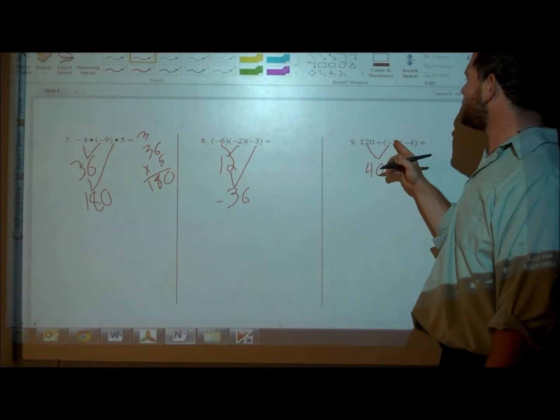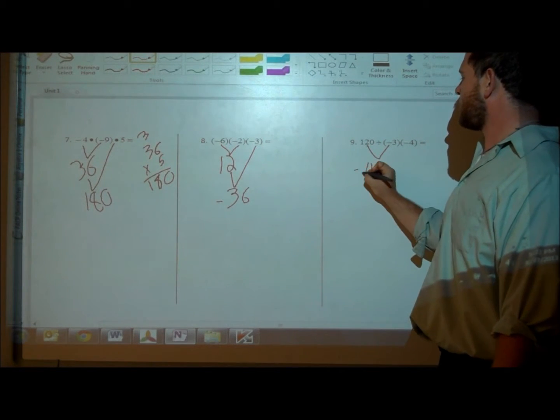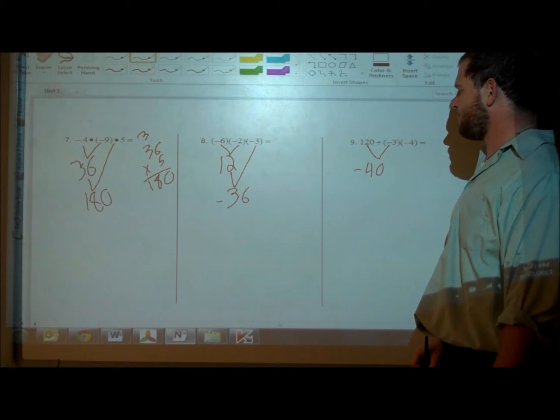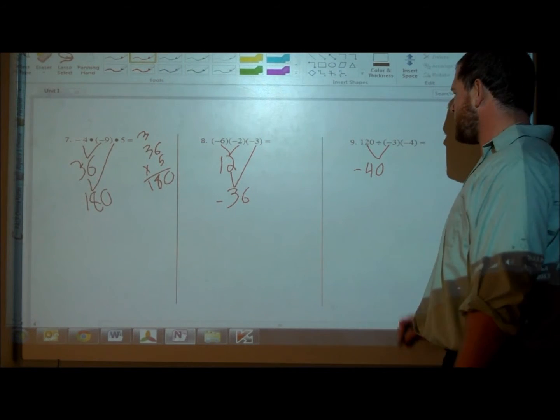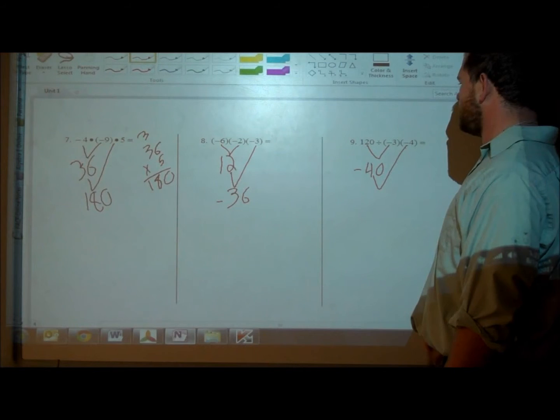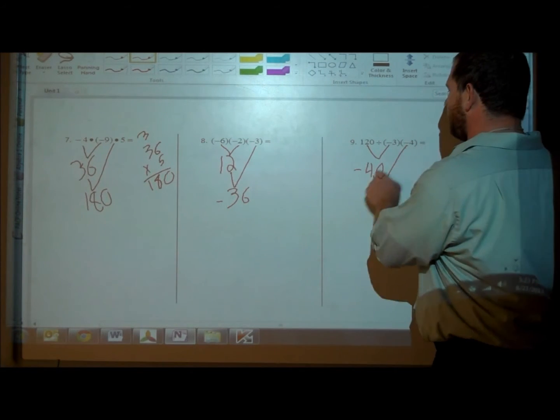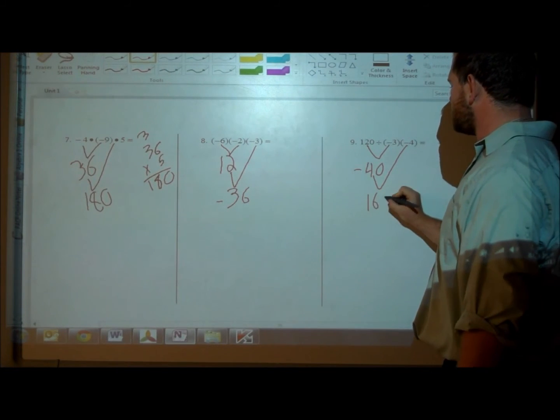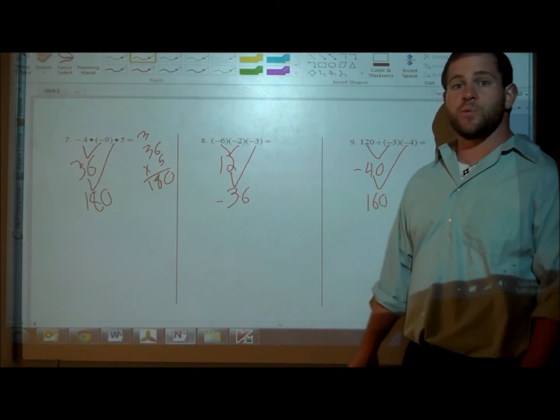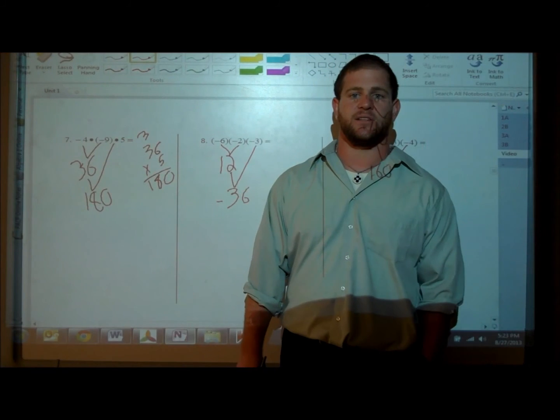Why is it going to be negative? Because 120 divided by negative 3, I only have one negative sign. Now I take negative 40, and I multiply it times negative 4. Negative times a negative is going to give me a positive. 40 times 4 is 160. So there's your review of multiplying and dividing reals. Hope it was helpful.